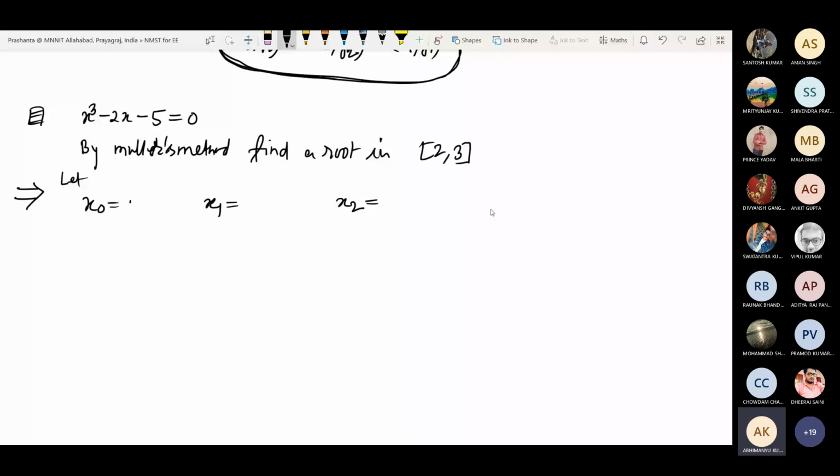Is it reasonable if I take x0 equals to 1, x1 equals to 2, x2 equals to 3? No, sir. Okay, tell me then which value I shall take. 2.53. Okay, that I'll be taking. Fine. So then you will have to help me with the calculation, because in my copy I took 1, 2, 3. So if I take 2, 2.5 and 3, then you will have to help me with the calculation. Will you do that?